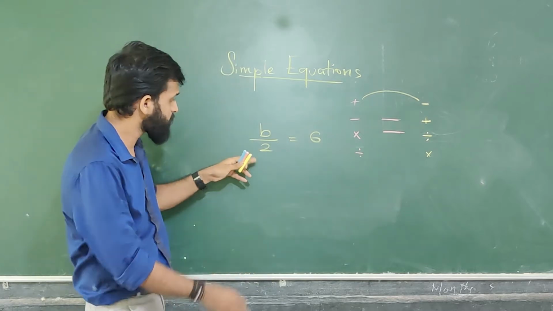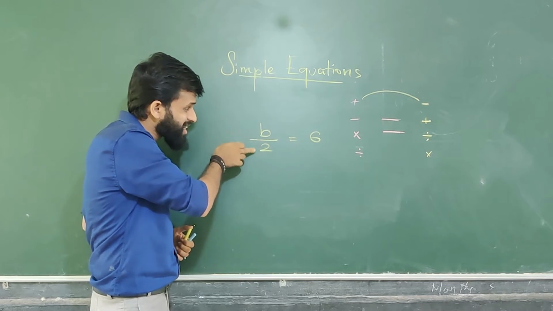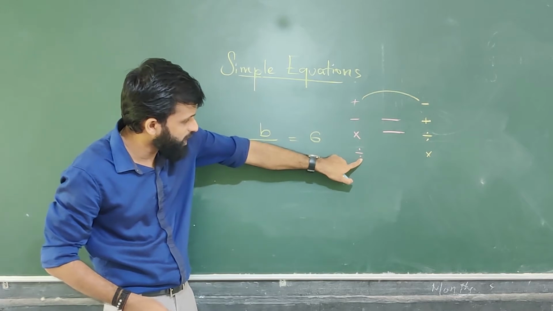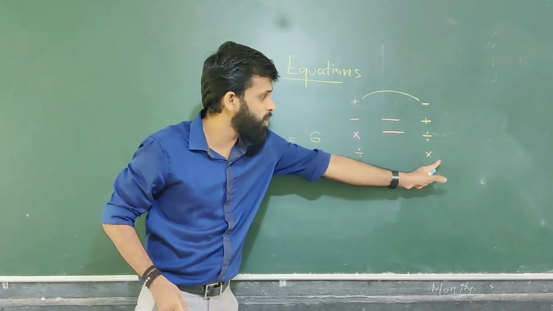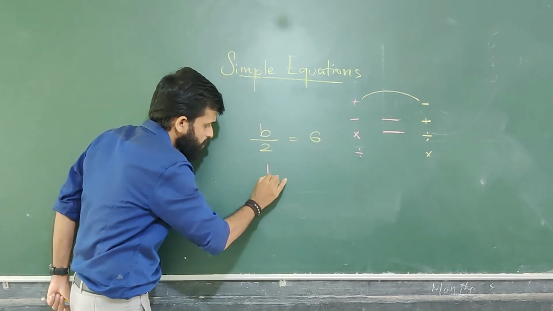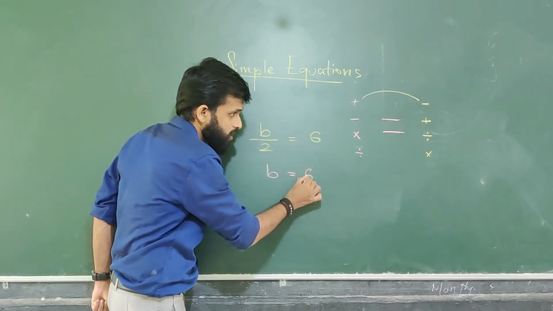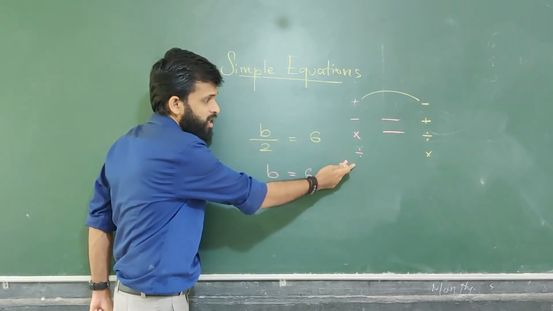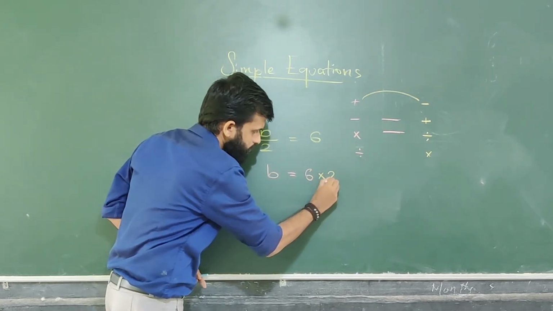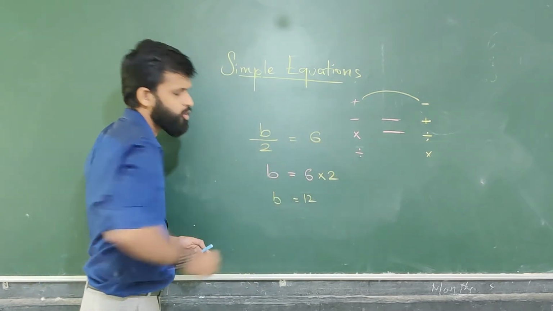So here what happens? Here I am trying to move 2, which is divided, on the other side of equal to. So 2 is divided, I take it on the other side of equal to, it will become multiplied. So everything else will remain as it is. So B is equal to 6. This 2 which was divided goes on the other side and it gets multiplied. And therefore my answer will be B is equal to 12.